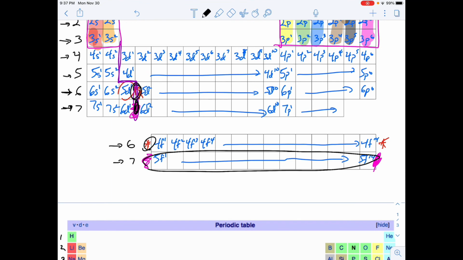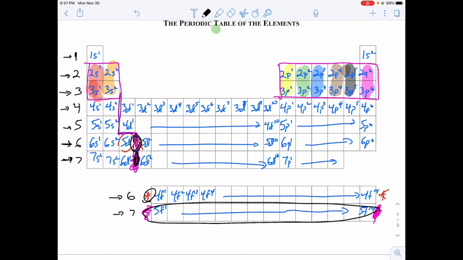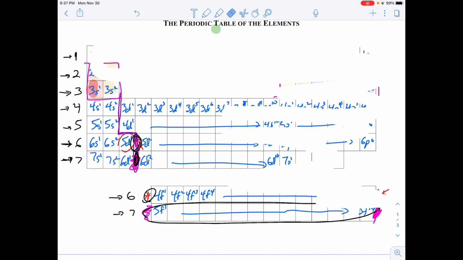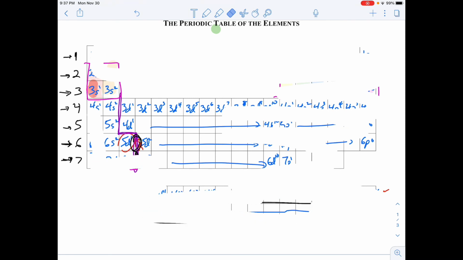So really messy, but here's the main payoff. This is the main payoff. And I'm going to clear all this out of here. All of it. Get rid of all this stuff.